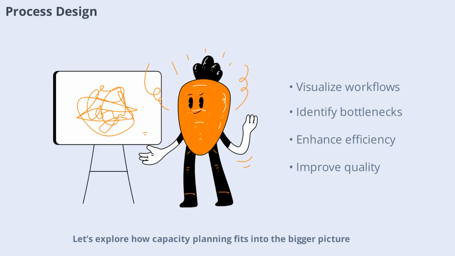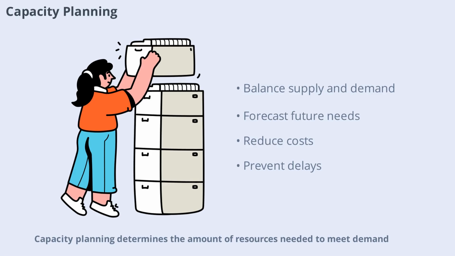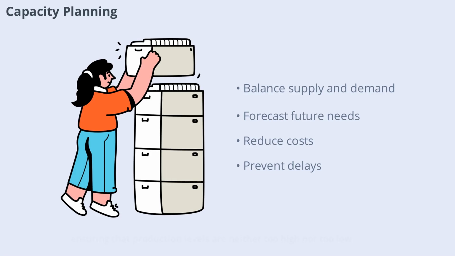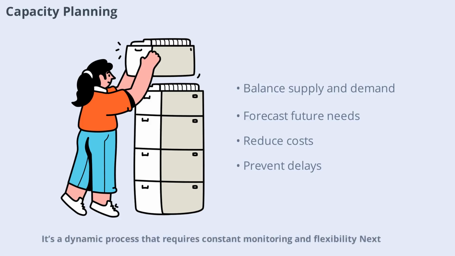Let's explore how capacity planning fits into the bigger picture. Capacity planning determines the amount of resources needed to meet demand. It's about balancing supply with customer needs, ensuring that production levels are neither too high nor too low. Operations managers analyze historical data, forecast future demand, and adjust resources accordingly. Effective capacity planning helps avoid overproduction, reduces costs, and prevents delays. It's a dynamic process that requires constant monitoring and flexibility.